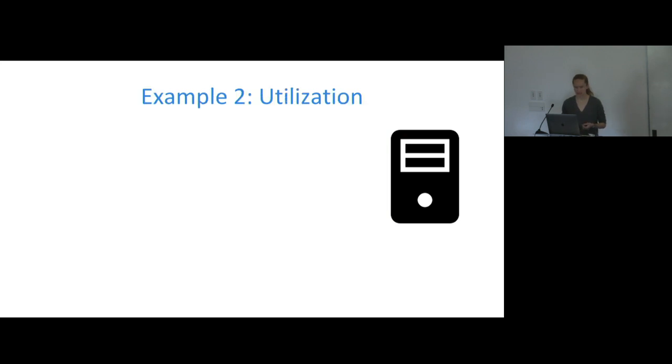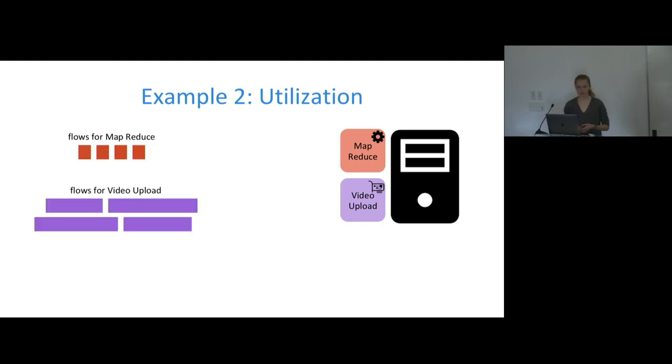As a second example, suppose we have two applications running on a server, a compute-intensive application such as MapReduce, and a network-intensive application such as a video upload server. Again, suppose we have some incoming traffic for this server, some flows for MapReduce, and then some bulk flows for the video upload server. How should the network decide to allocate bandwidth between these two different competing flows?